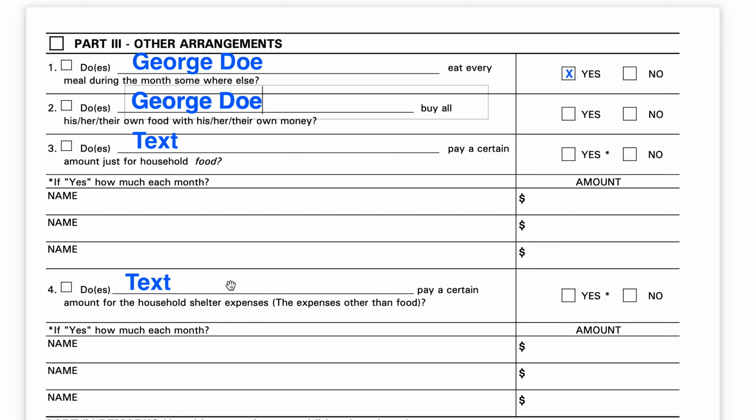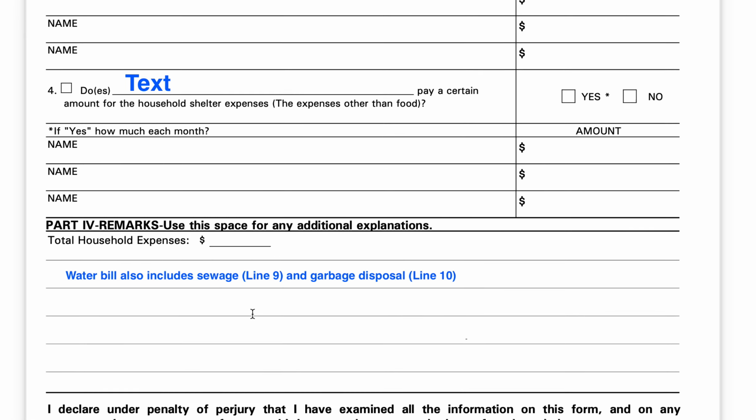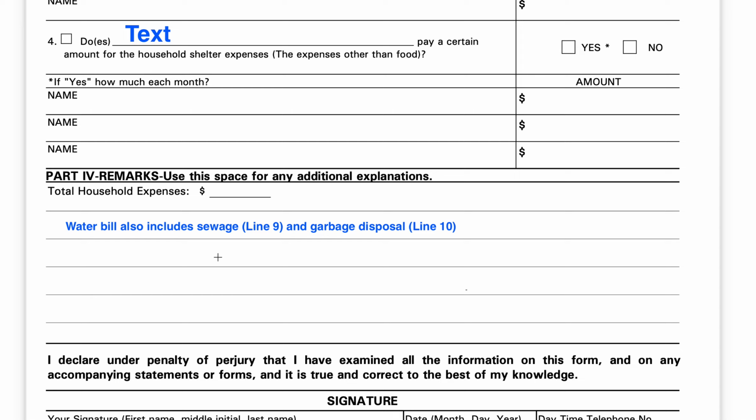The intention would be, let's see all of the information. If the mortgage is, say, $2,000 a month and George Doe pays $1,000, that might pass the sniff test. But if he's paying $50 a month, maybe not. So all of these different other arrangements, the Social Security Administration is going to request information that you can report here. And then you would also use the Part 4 remarks to explain additional stuff.